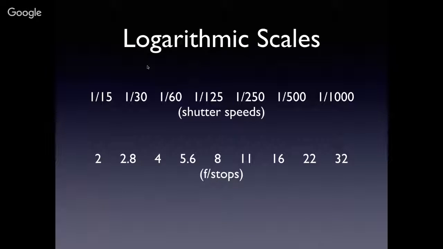If I go to F11, how many candelas come in? 4. If I go to F8, how many candelas come in? 8. And F5.6? 16. And F4? 32. And 2.8? 64. So what you see is that the first jump from F22, there's 1 candela difference. But I see this jump. I see the tone from here.